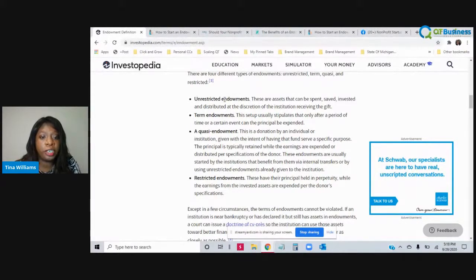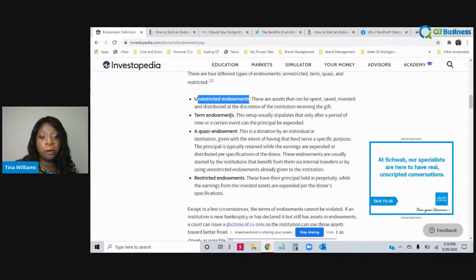So that's unrestricted. That means you don't have any restriction on the money. Let's say they give you a $1 million endowment. You can't spend the $1 million, but let's say you have it invested in something that gets 10%. So that means every year your nonprofit will get $100,000. And if it's unrestricted, you get to spend that $100,000 the way you want to.